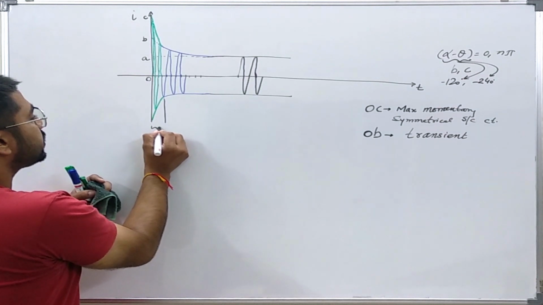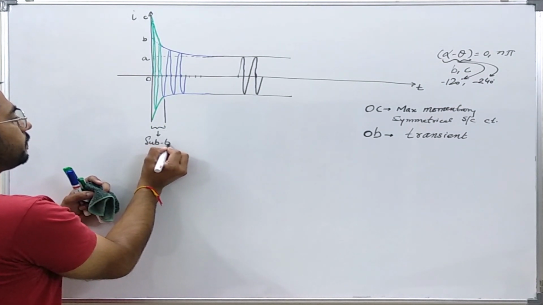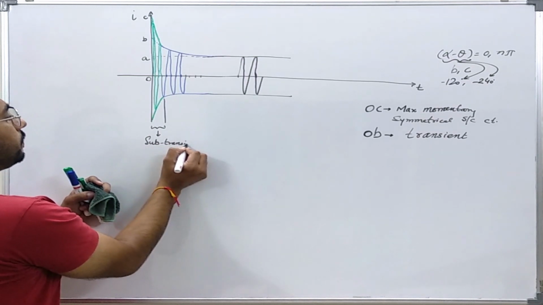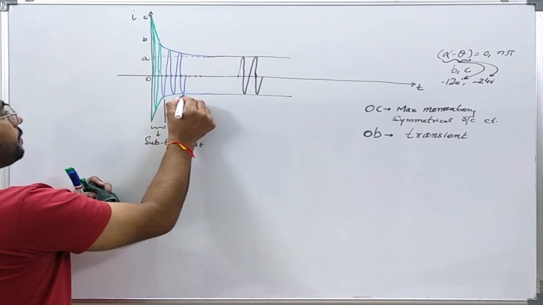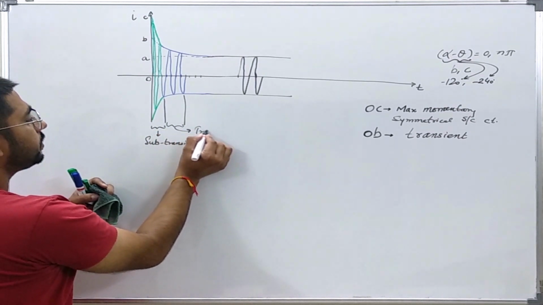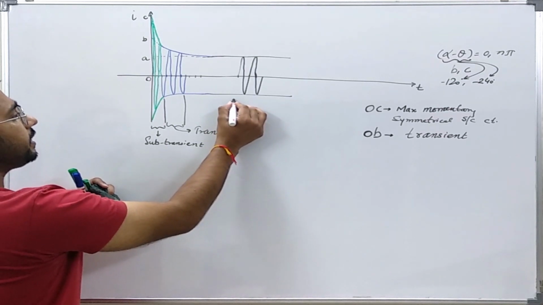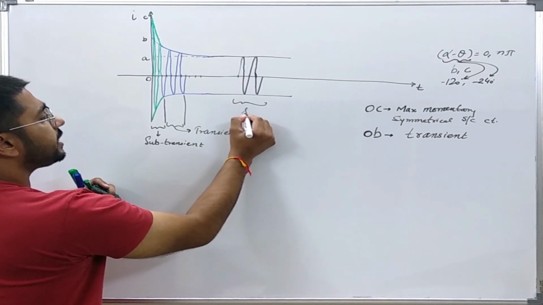So up to this I am trying to show the sub-transient part, and up to this I am trying to show the transient part, and here I am trying to show the steady state part.